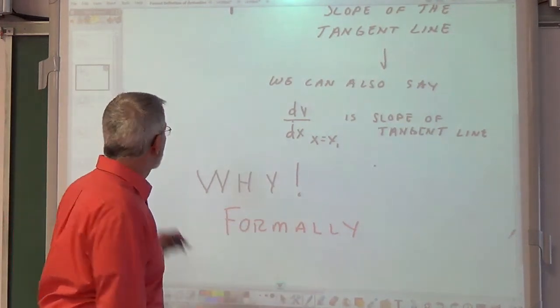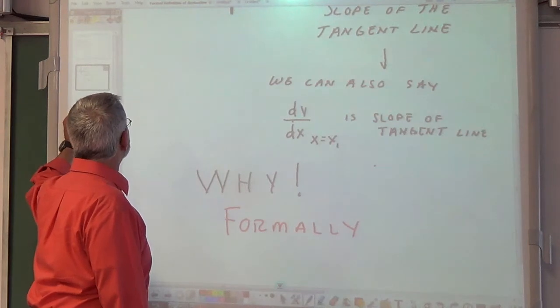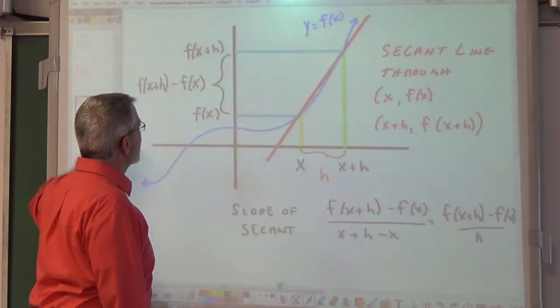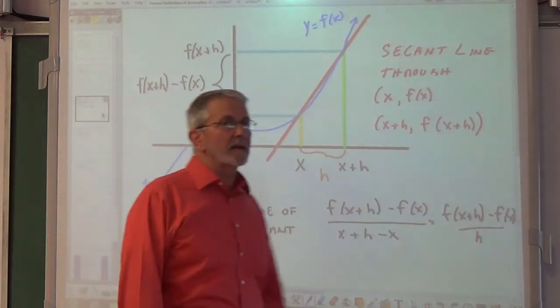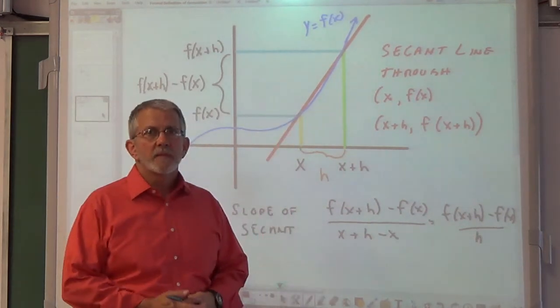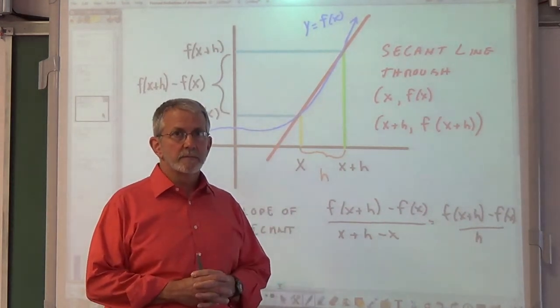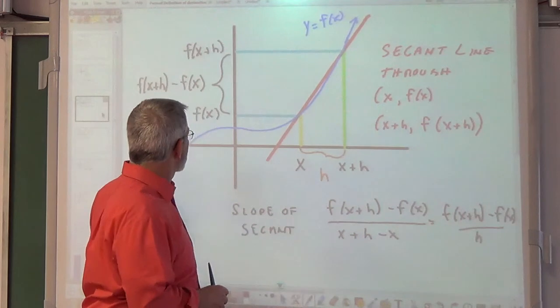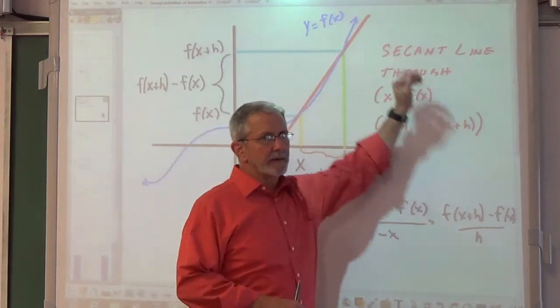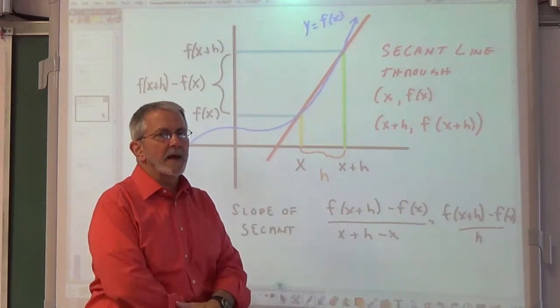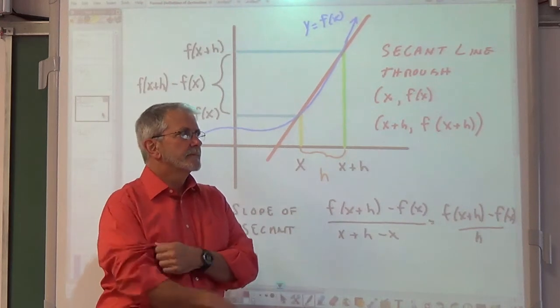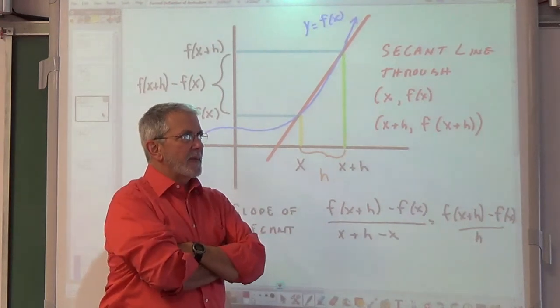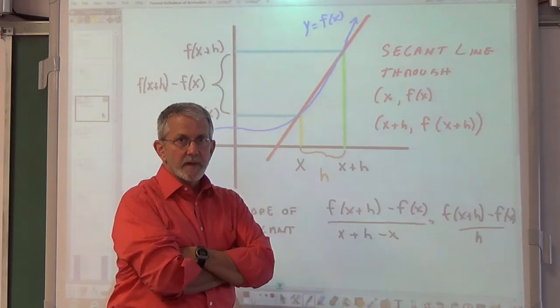Okay, so why is that formally? Well, let's go back in time a bit and look at some secant lines to a particular function. And again, I have this purple arbitrary function there, and I'm considering this secant line. The secant line is a line that passes through 2 points of a curve.